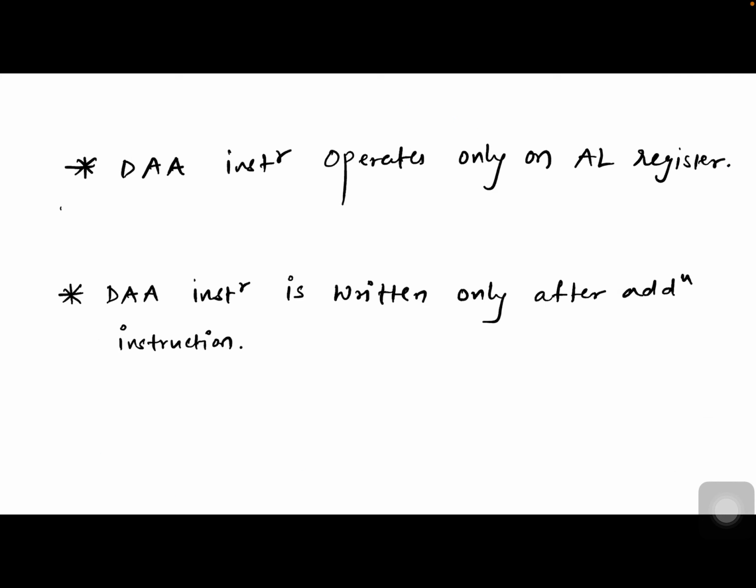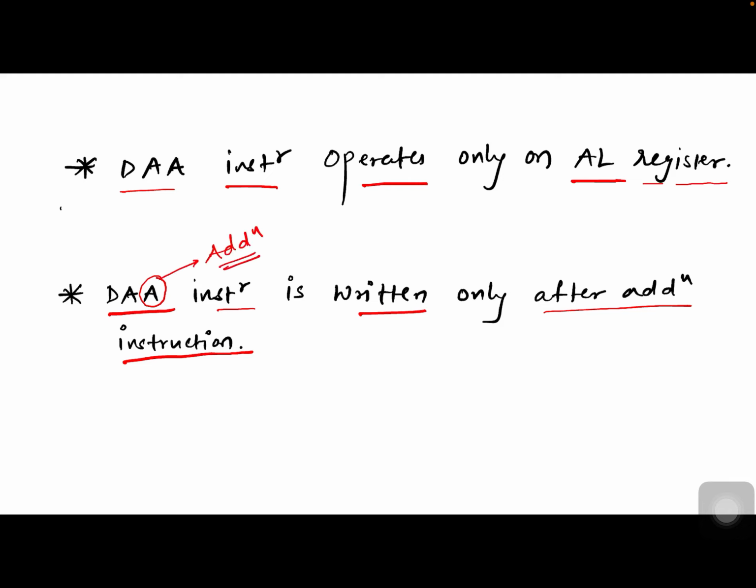So let us understand some facts about DAA. The very first fact is that the DAA instruction by default operates on the AL register, not even AH. It is always the AL register only. The next fact is that the DAA instruction is written only after the addition is performed. The last A in the DAA instruction stands for addition. So it is a rule that if you are firing this DAA instruction, some addition must be performed before that, so that it will help you convert that hexadecimal result into a decimal result.